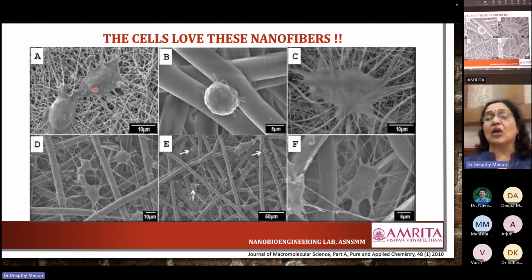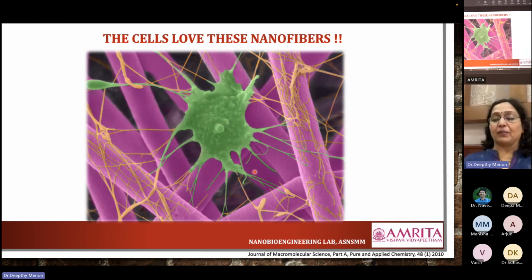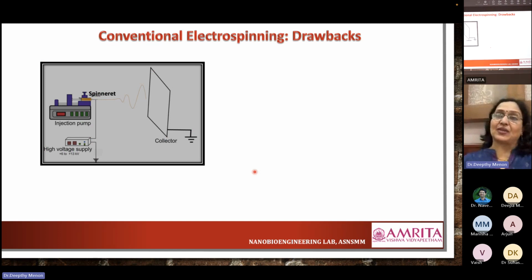The porosity is not big enough for the cells to permeate or penetrate the scaffold. Whereas when you have a multi-scale scaffold, micro nano, the cells can actually get inside the structure like what you can see here. So in general, the cells love these nanofibers. This is something we have been understanding for quite some time. World over, people are working a lot on electrospinning for various applications.